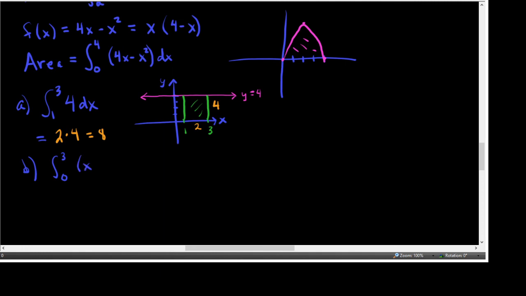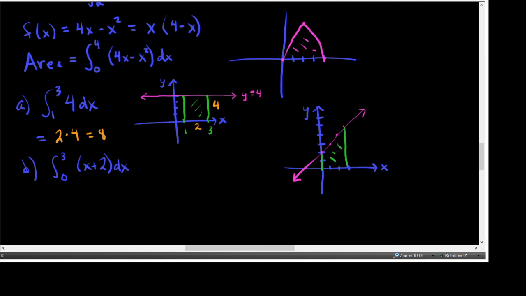Okay, x plus 2, integrated from 0 to 3. So let's look at that graph. x plus 2 is a line whose y-intercept is 2 and whose slope is 1, so go up 1 over 1, up 1 over 1, up 1 over 1. And we have that line. Pretend like that's a nicely drawn straight line. And we are integrating from x equals 0 to x equals 3. So we want the area of that region.